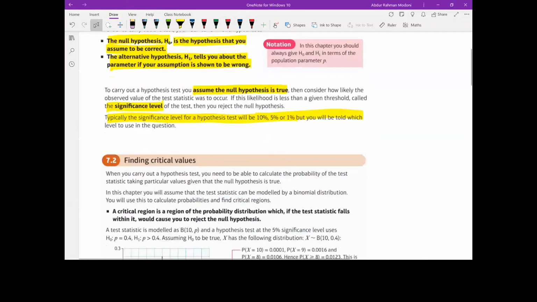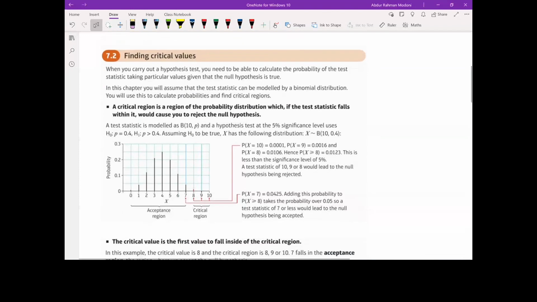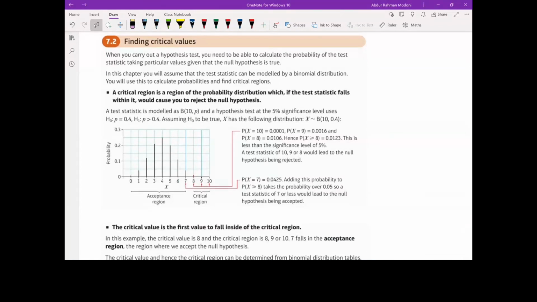Critical values and the critical region are the next thing that we want to understand. So what is a critical value? Well, a critical value is the first value that will result in us rejecting the null hypothesis, i.e. it is the first value within the critical region. Here you can see the critical region is all the values 8, 9, and 10. So the critical value will be the first value that results in us rejecting the null hypothesis, which in this case would be 8. We'll take a look at all of this in the context of a question shortly.